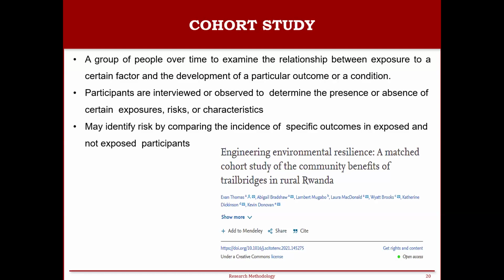Throughout this cohort study, participants are interviewed and observed in order to determine whether they have certain exposures, risks, and characteristics. That could include their lifestyle factors. For example, in the medical field, introducing a new medicine is not easy. It takes many years to analyze the factors, analyze the side effects, do the testing, and introduce it to a market. So it takes more time, especially when it comes to medical related things.